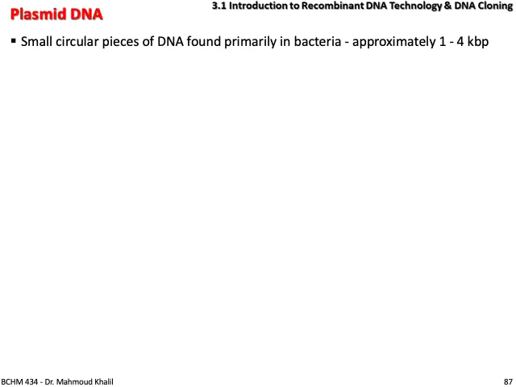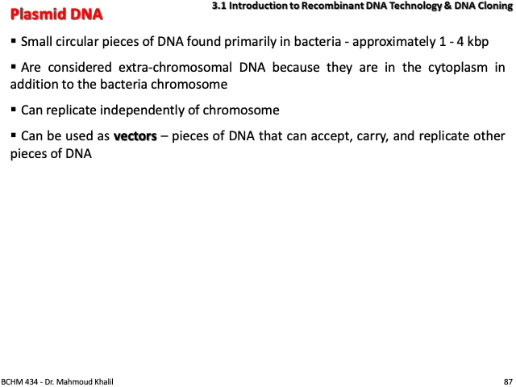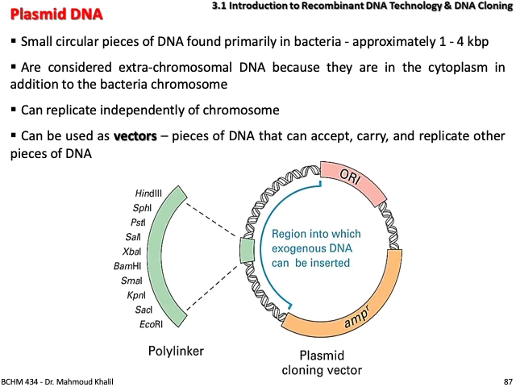What is plasmid DNA? Small circular pieces of DNA found primarily in bacteria. They are around 1 to 4 kilobase pairs and are considered extrachromosomal DNA because they are in the cytoplasm in addition to the bacterial chromosome. They can replicate independently of the chromosome and can be used as vectors, so they can accept, carry, and replicate other pieces of DNA. The general plan of any plasmid vector consists of three regions. The ORI, which is the origin of replication.